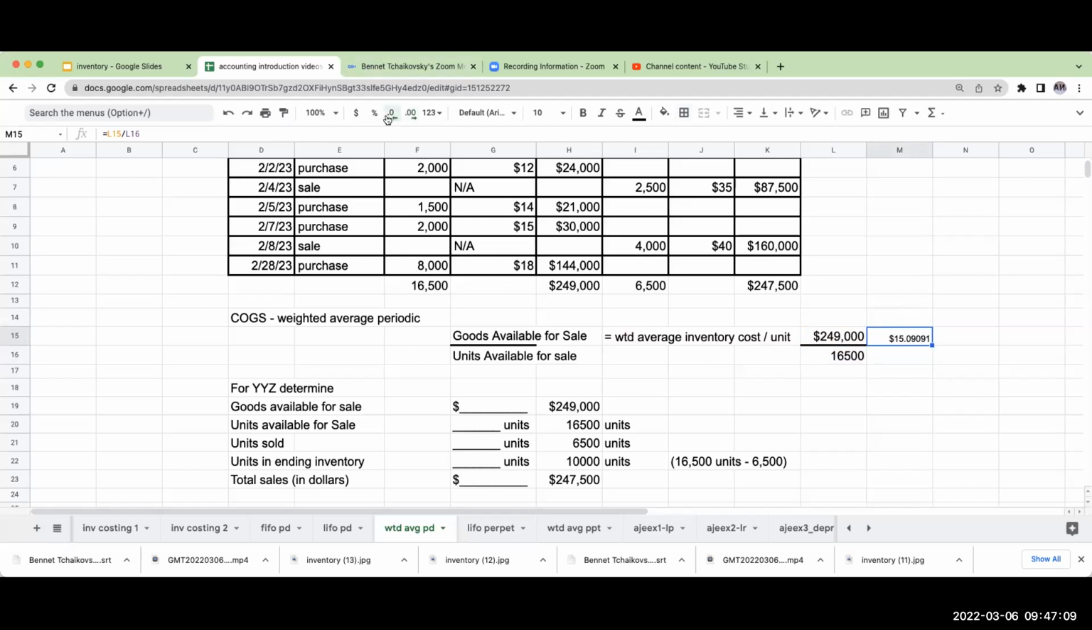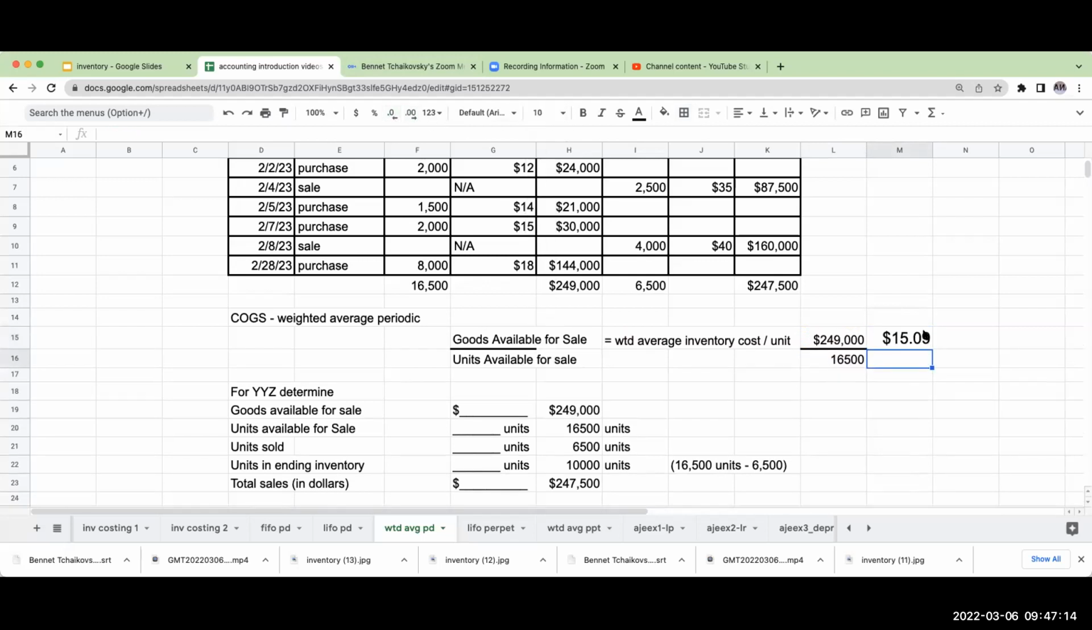Yeah, Bennett, good job, dude. Well, there's a reason why I did this. The other one will work out better. So right over here, my weighted average cost per unit is $15.09.